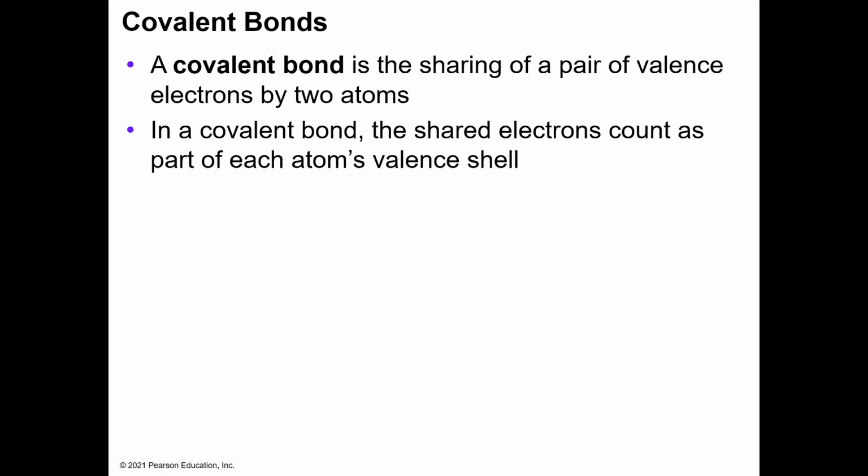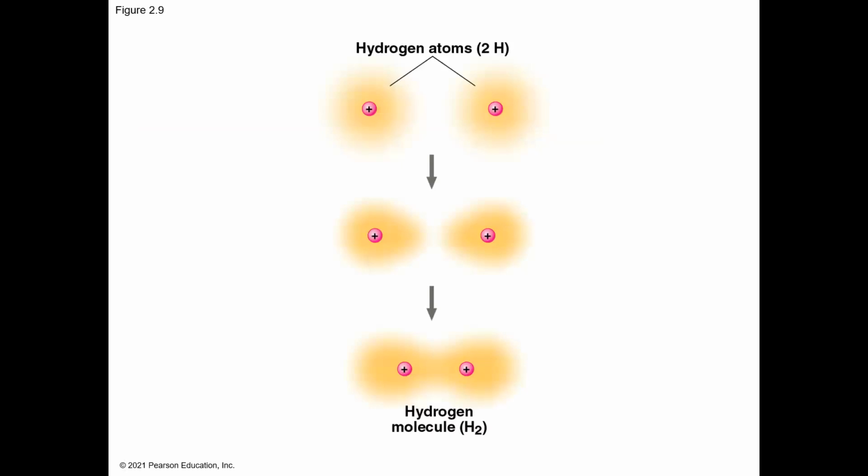The first bond that we're going to review is covalent bonds. A covalent bond is the sharing of a pair of valence electrons by two atoms. It's important that you realize that this is a shared bond. It's shared electrons between atoms. And it's very easy to remember this because remember, sharing is caring. So sharing is covalent. And so when atoms bond together in a covalent bond, the electrons are shared and they count for both atoms.